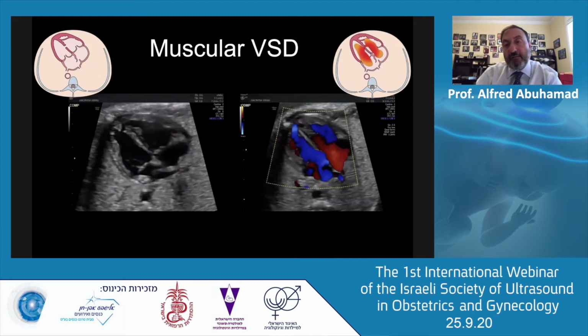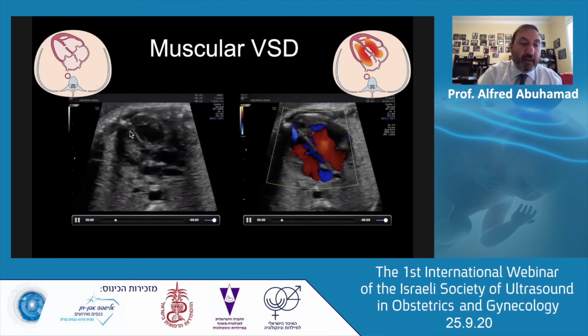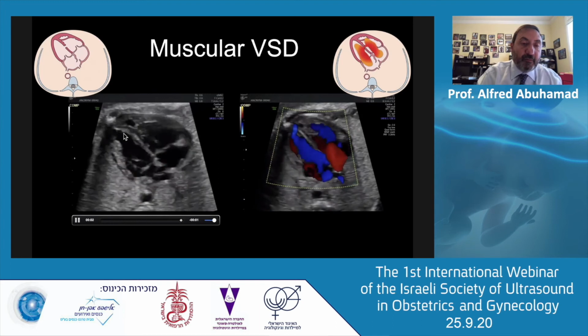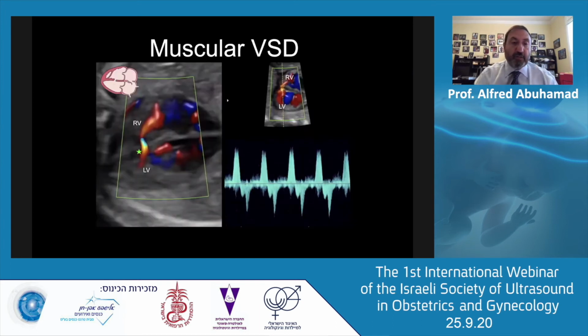Here's another case of an apical muscular ventricular septal defect. Here you can see it clearly on the grayscale image, but you have to be suspicious to look for it. Color Doppler is very helpful in showing the diagnosis. Now, if you put your spectral Doppler over the VSD, as you see right here, you will see the bidirectional flow. And most of the time, diastole will mimic diastole, and systole will mimic systole, as you see right here. And in most ventricular septal defects, the blood flow will be bidirectional.